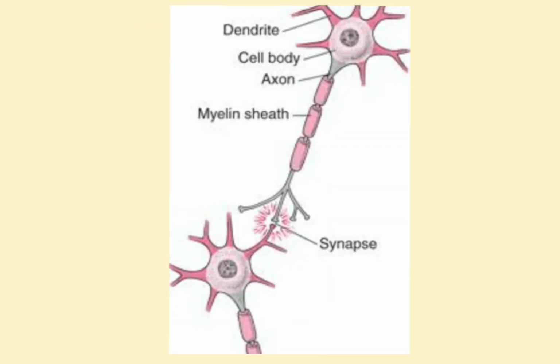The axon of a nerve cell is connected with the dendrites of another nerve cell to form a synapse. This is how communication is passed from one nerve cell to another nerve cell.